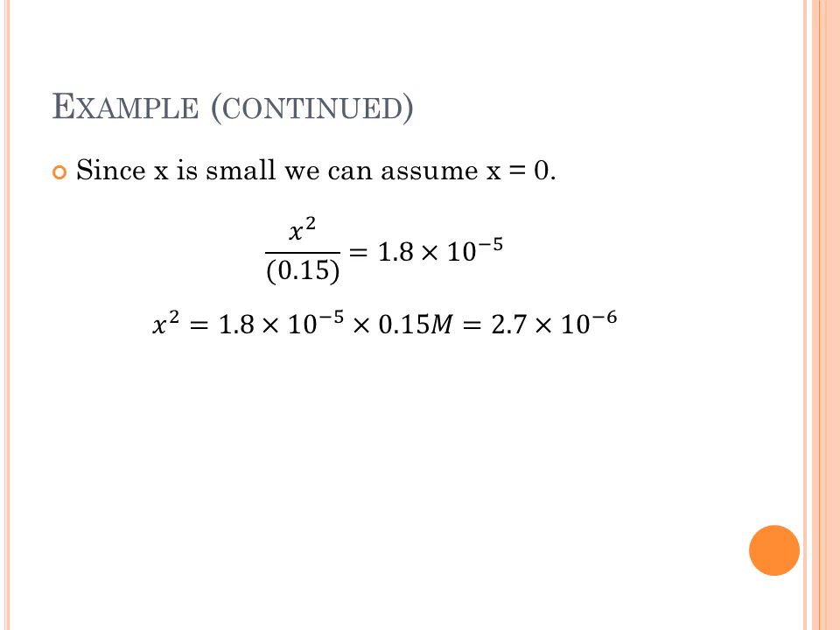So x squared is 1.8 times 10 to the negative fifth times 0.15 molar, or 2.7 times 10 to the negative sixth. So the hydronium and the acetate ion concentration is equal to x, which is equal to 1.6 times 10 to the negative third molar, where we're going to assume the acetic acid concentration remained approximately 0.15 molar.